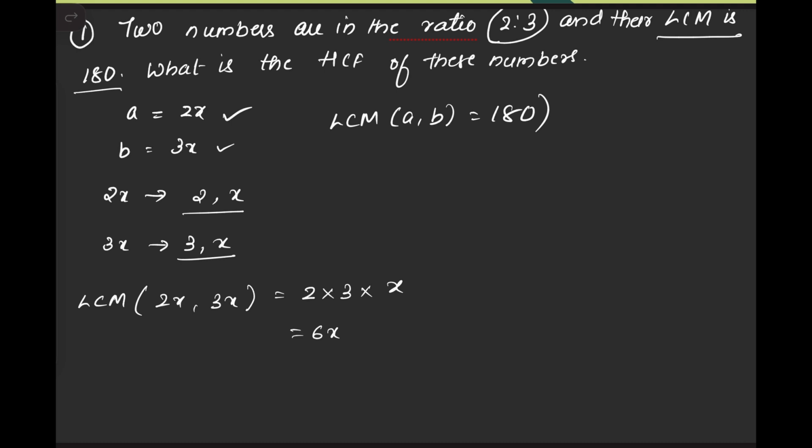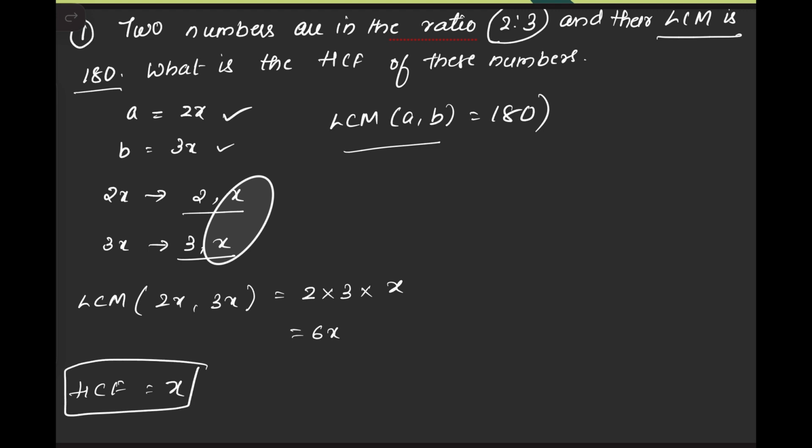So the LCM of the two numbers is equal to 180. And what about the HCF? HCF means the highest common factor. From these two, only x is the common factor over there. So we can see that the HCF is x. This is what we are asked to find out here, right?